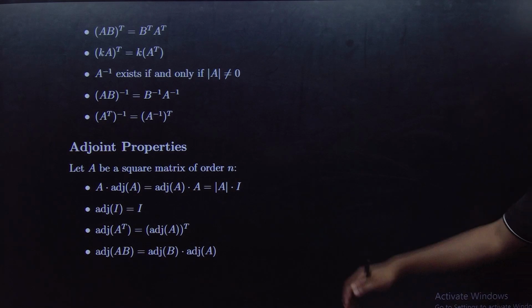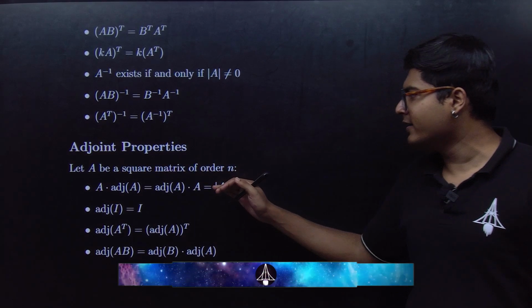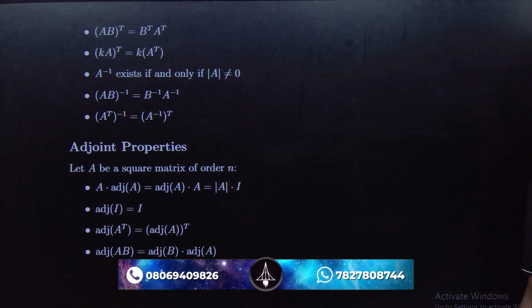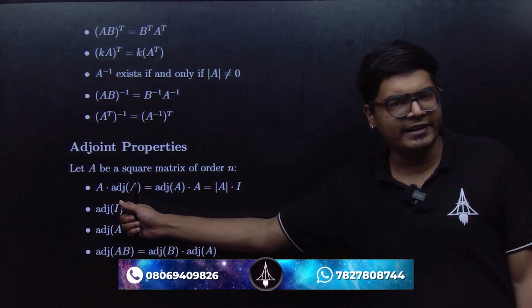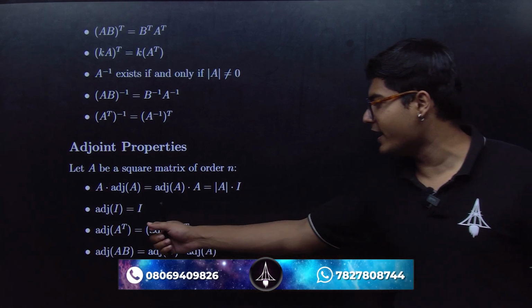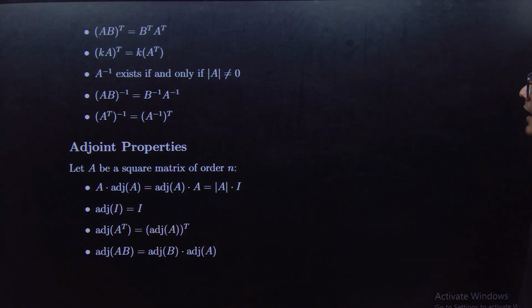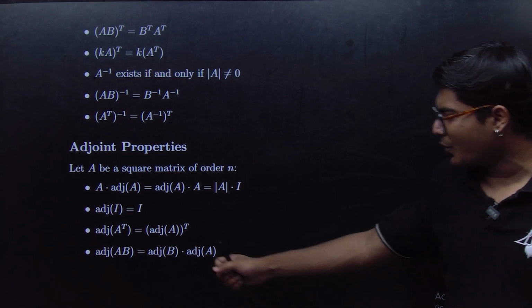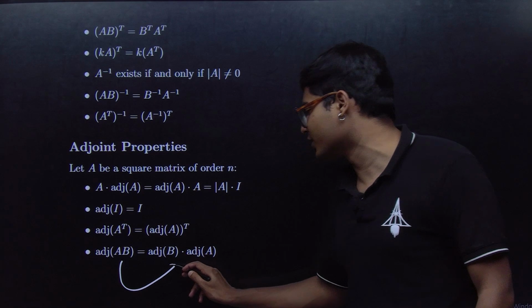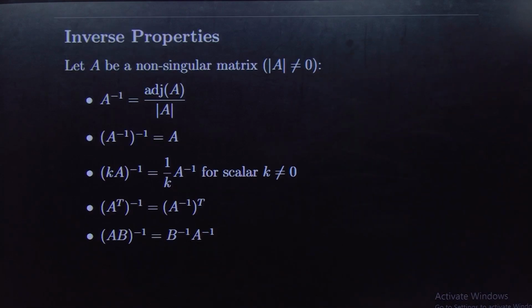Properties of adjoint. So suppose A is a square matrix of order n, then A times adjoint of A is equal to adjoint of A times A, which is nothing but the determinant of A times the identity matrix, right? Similarly, adjoint of the identity matrix is equal to the identity matrix itself. Adjoint of A transpose is nothing but (adjoint of A) whole transpose, okay? And if you take the adjoint of the product of two matrices, it's nothing but adjoint of B times the adjoint of A, okay? So remember, you change the order of the multiplication here as well.